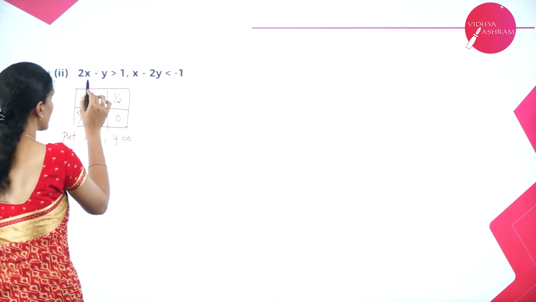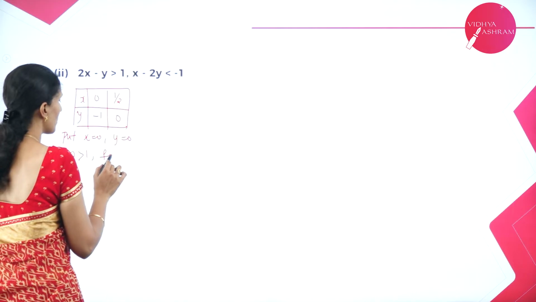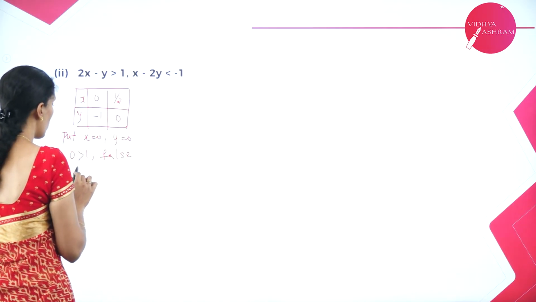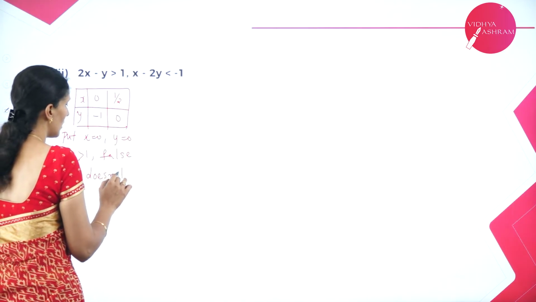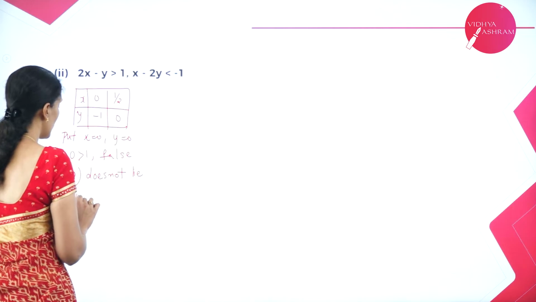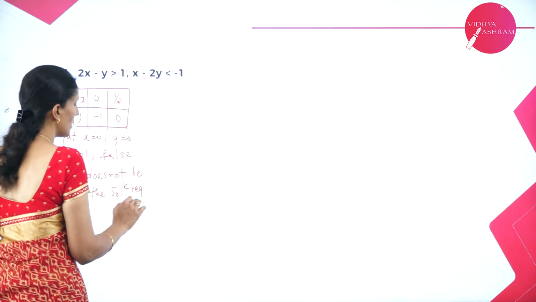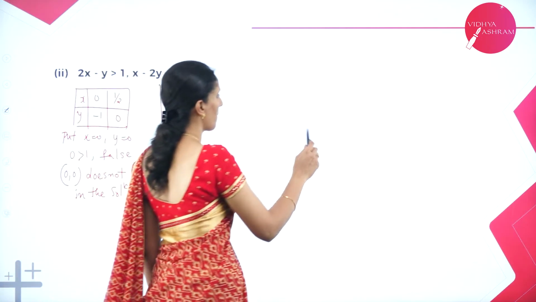Now put x is equal to 0, y is equal to 0 there. So 0 greater than 1 is false. So therefore, what we can conclude here is 0, 0 does not lie in the solution region for this straight line. So first let us plot this.